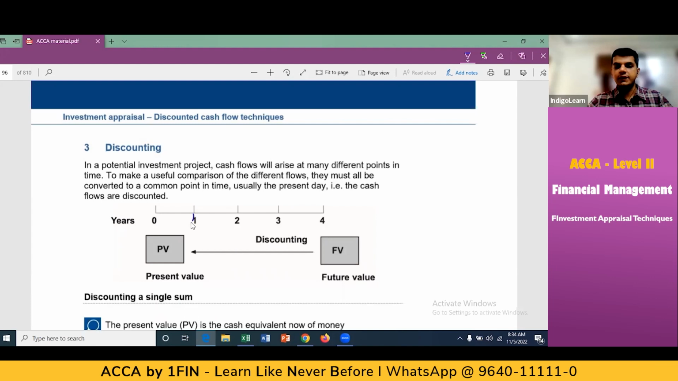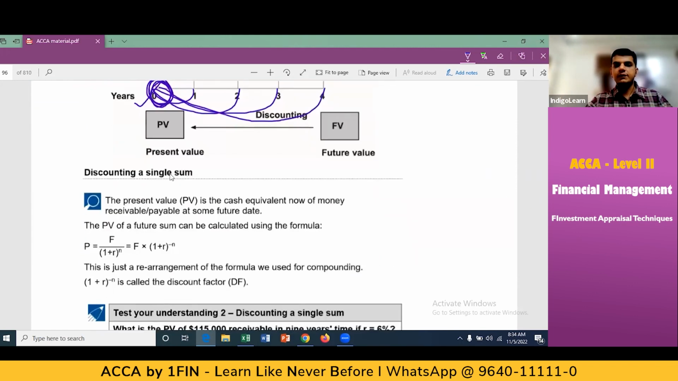So year 1, whatever you are receiving, you have to discount it back. Year 2, you have to discount it back for 2 years. Year 3, you have to discount it back for 3 years. Year 4, again you have to discount it back by 4 years, and you have to get all the cash flows at year 0. Then you can compare it with the outflow that you're making at year 0, and then you can see whether it is having a net surplus or net deficit and what is its impact on the cash flow of the shareholder.